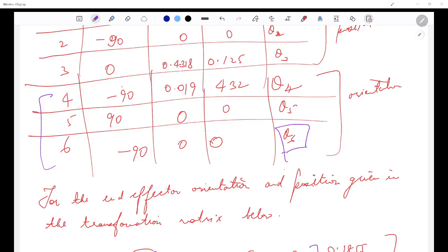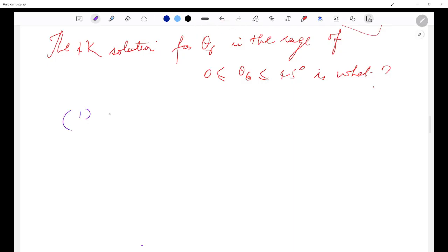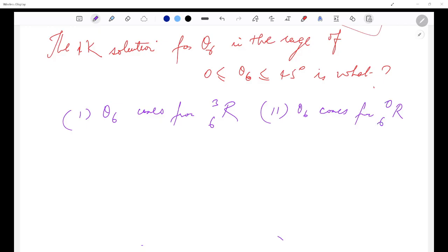So from where does this theta 6 come? I am giving you two options and you have to answer me. Theta 6 comes from the rotation matrix of the end effector with respect to the third link, or the third joint, or the second option is, theta 6 comes from, okay, from where does it come?